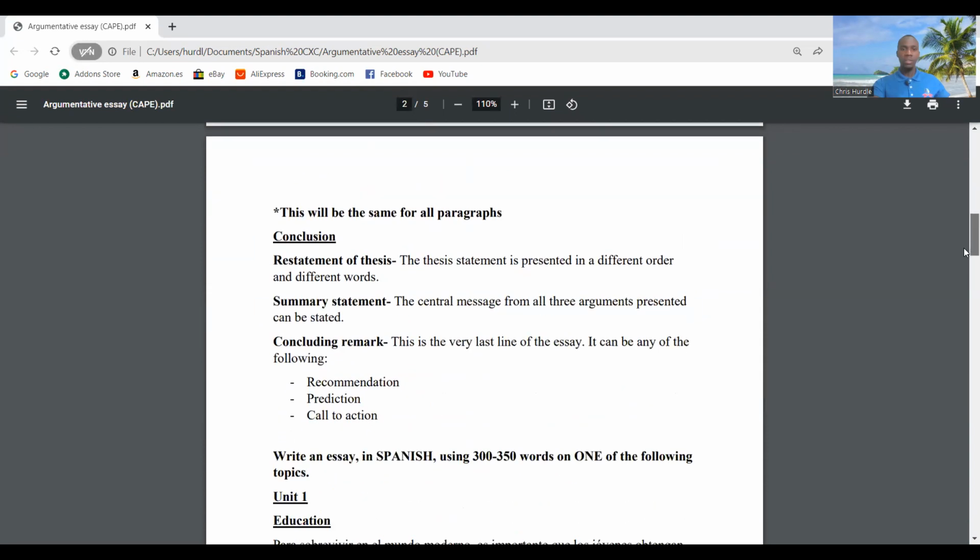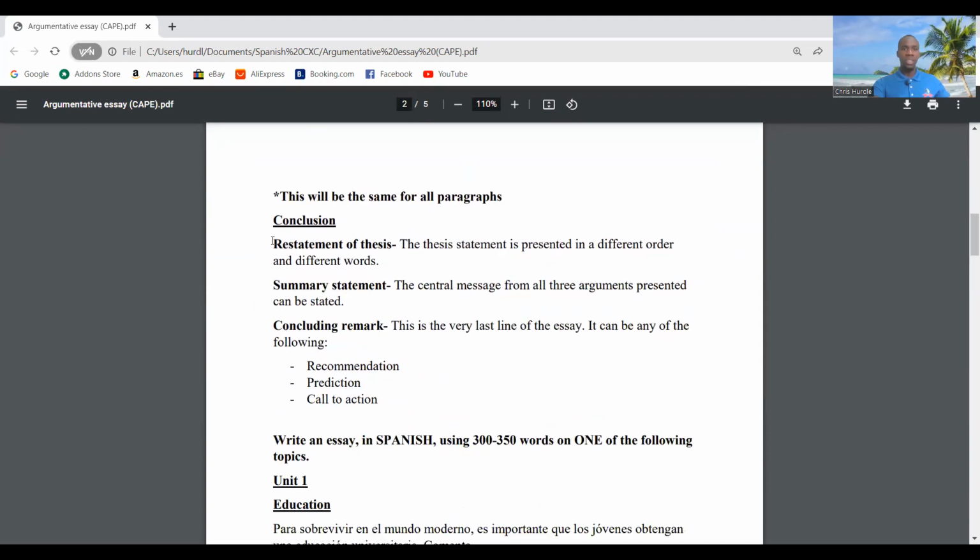Now, when it comes to the conclusion, we state our thesis in a different order and in different words. We can give a summary statement, and this is going to be the central message from all 3 arguments presented. Yes, they're going to be different, but there's always one element or one message that emerges from all 3 of the arguments, even though they may be different, right?